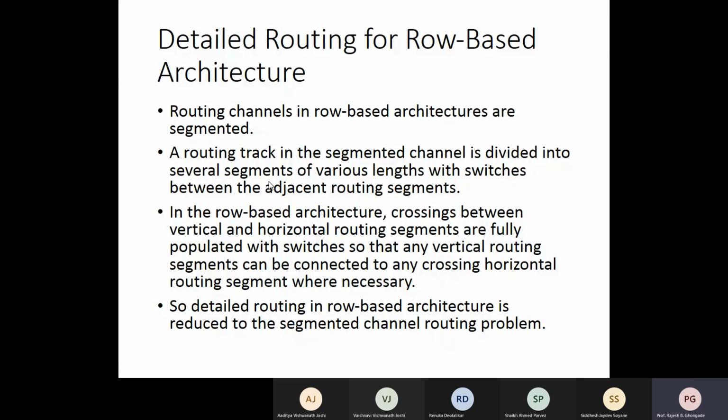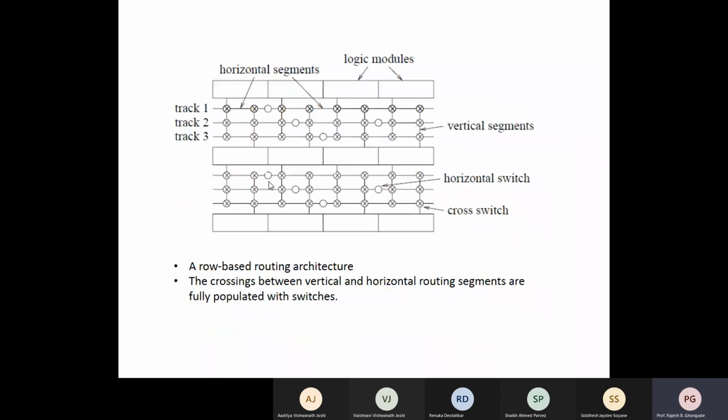In the row-based architecture, crossings between the vertical and horizontal segments are fully populated with switches. This is by design, so that any vertical routing segment can be connected to any horizontal segment. So, detailed routing in row-based architecture is reduced to a segmented channel routing problem. It is much easier this way with the row-based architecture.